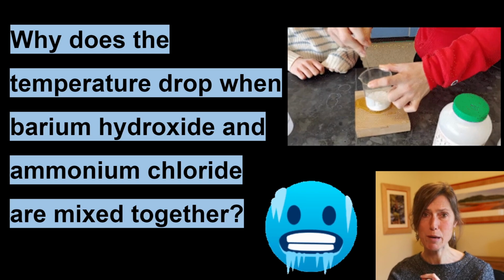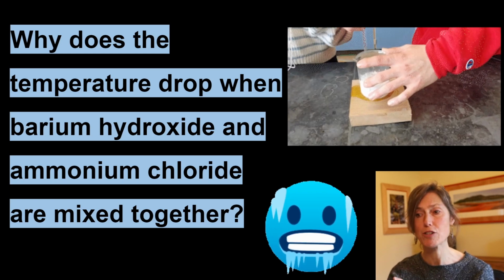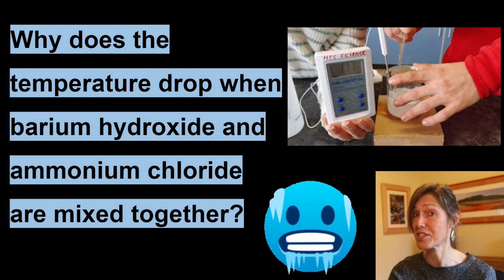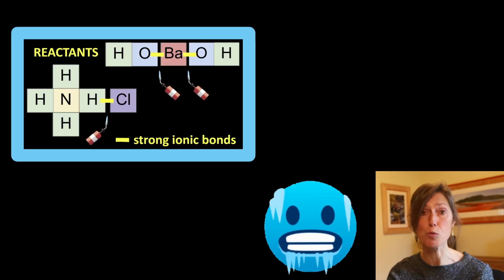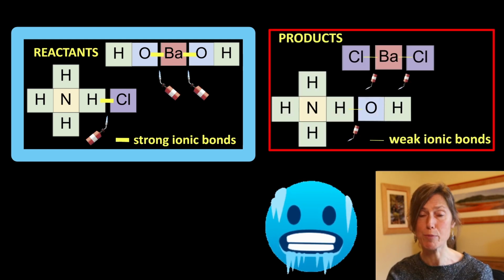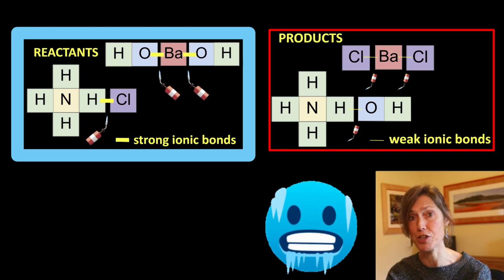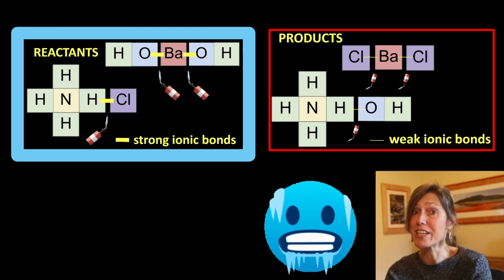Now students should be able to answer, why does the temperature drop when barium hydroxide and ammonium chloride are mixed together? If much stronger reactant bonds are broken, which requires energy, and much weaker product bonds are formed, indicative of a smaller amount of energy release, then the reaction gets colder.